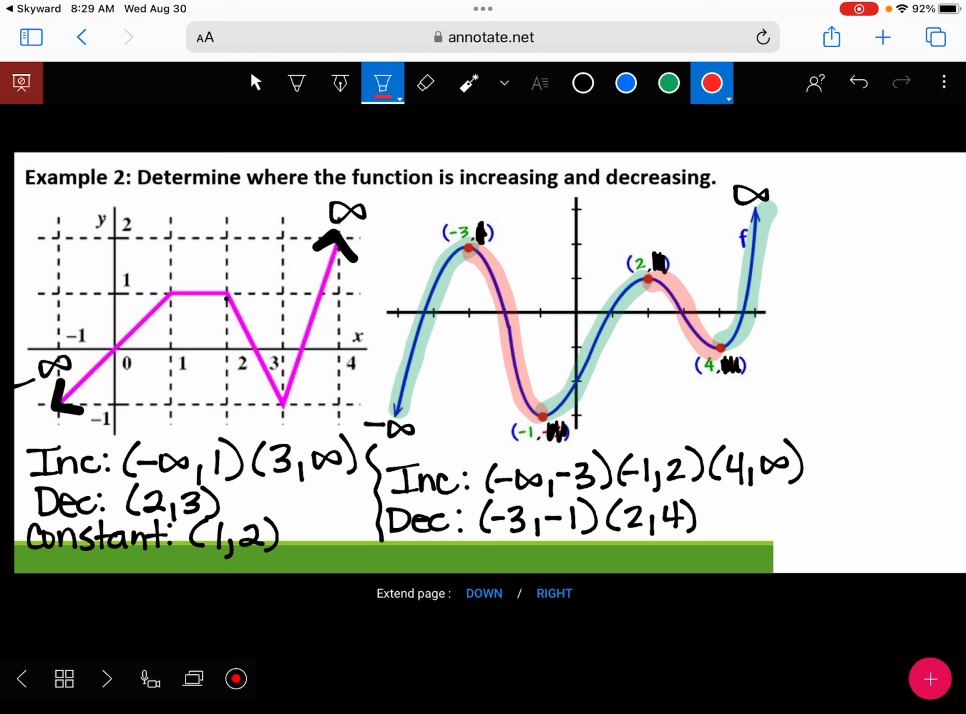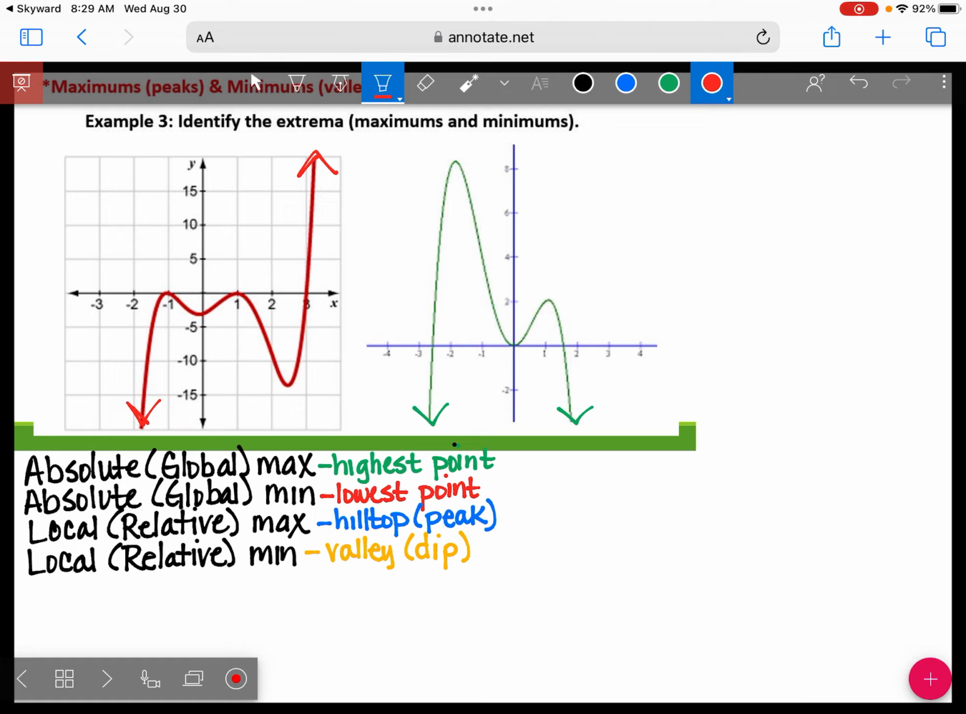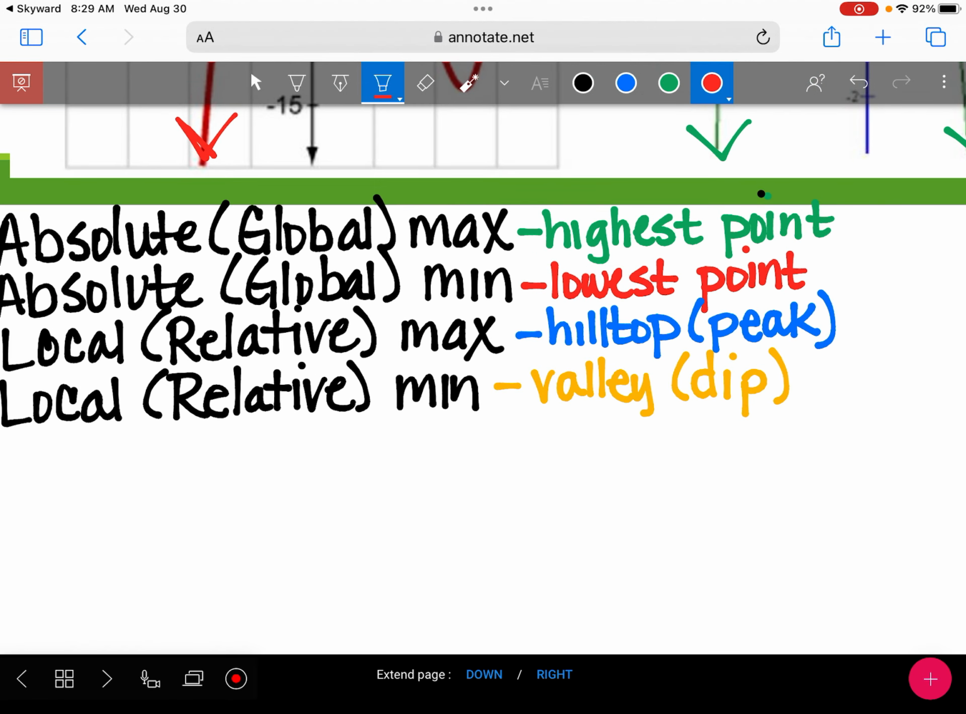All right, so before you glue down example 3, I have some definitions for you to copy down. Go ahead and copy down these 4 definitions.